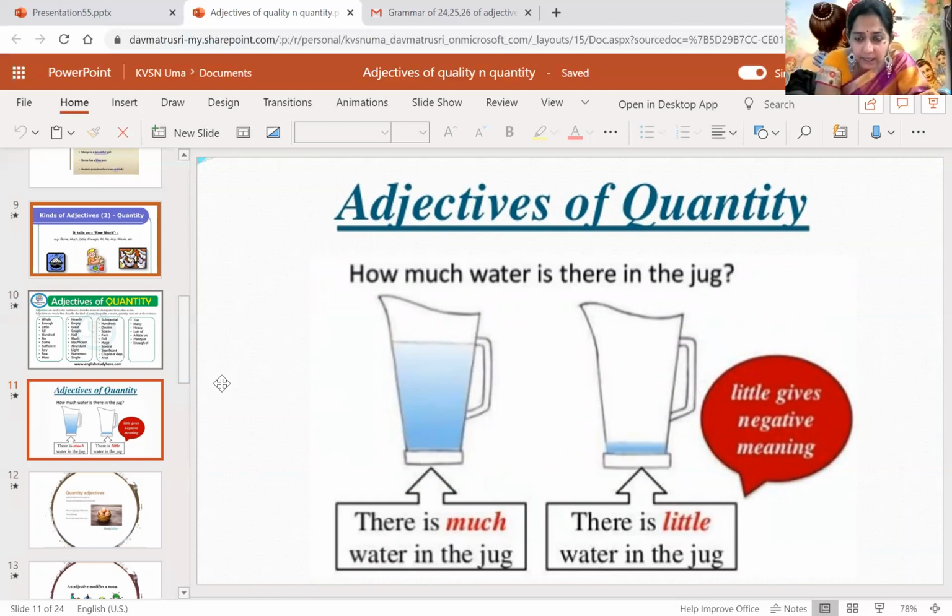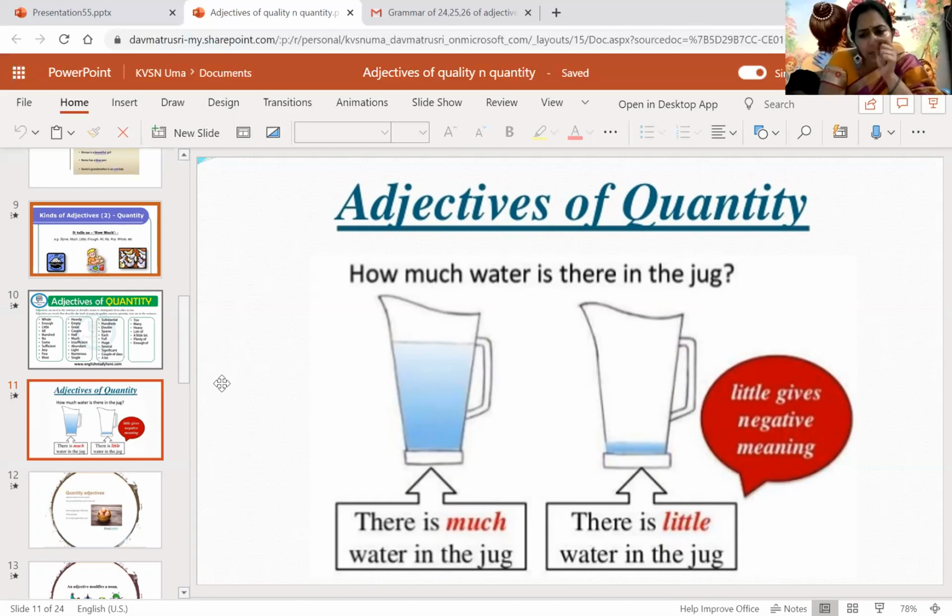You can't say exactly, right? When mommy asks you to fill the bottle, mommy says, is there water in the bottle? You will say, no, mommy, there is only little water in the jug, or little water in the bottle, right? Or you will not say, mommy, there is 100 ml of water, 1 liter of water. Will you say like that? No. So for how much, we will be using some words, that is, there is much water in the jug or there is little water in the jug.